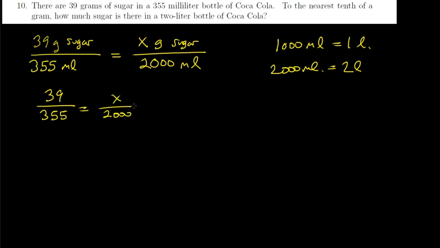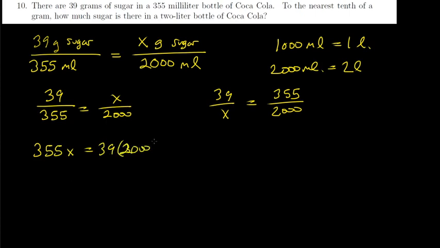Right. And again, there's other ways you could set this up. You can also set it up by saying 39 over X, right, is equal to 355 over 2,000. Right. Either way, when you solve the equation, or when you cross multiply, you get the same equation. 355 times X equals 39 times 2,000, which is, if I get out my calculator, 39 times 2,000 is 78,000. So divide by 355.